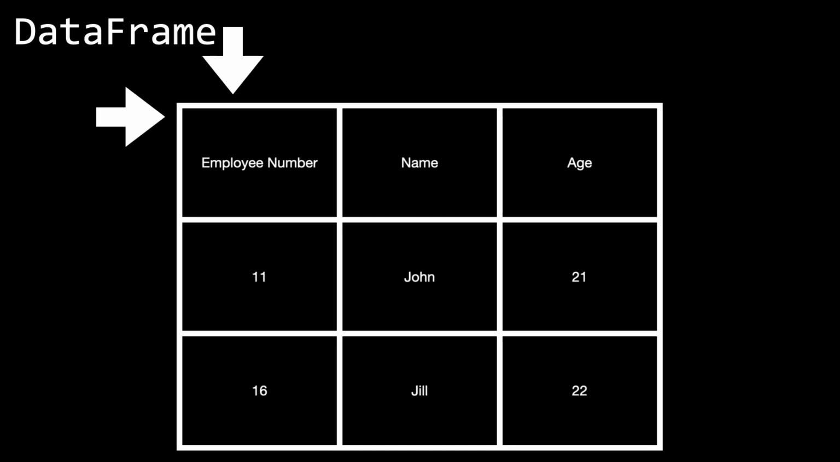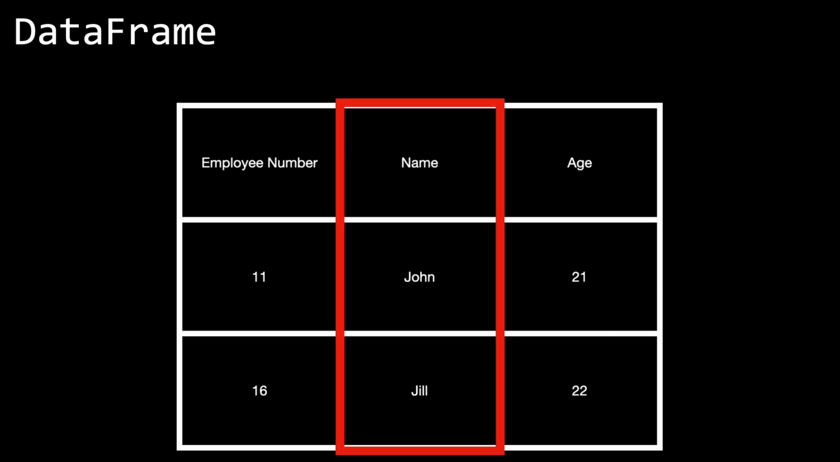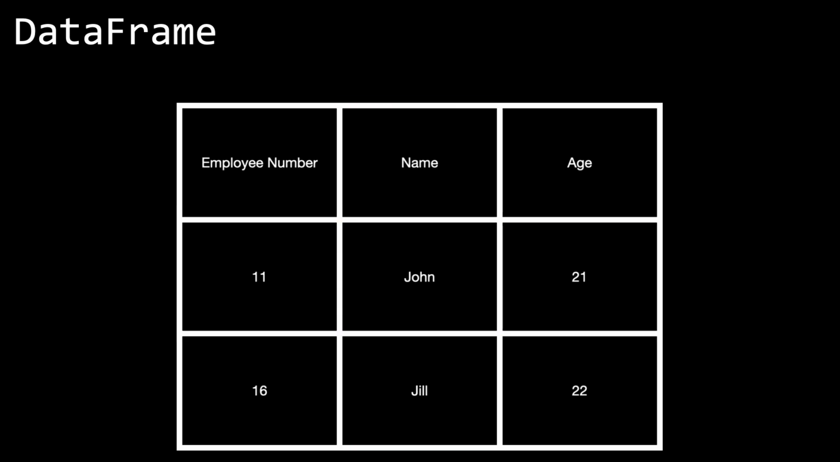As mentioned in the previous video, a Pandas DataFrame is a data structure in Pandas with two axes. A DataFrame has three parts: the columns, the rows, and the index. The 0 axis is for the rows and the 1 axis is for the columns.